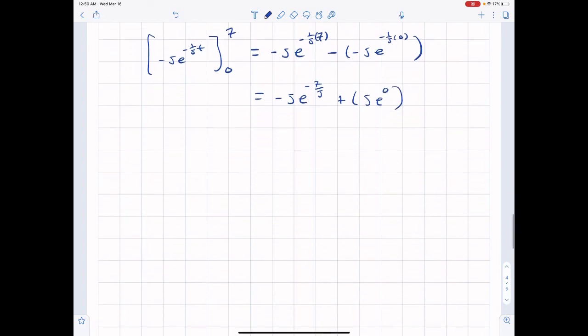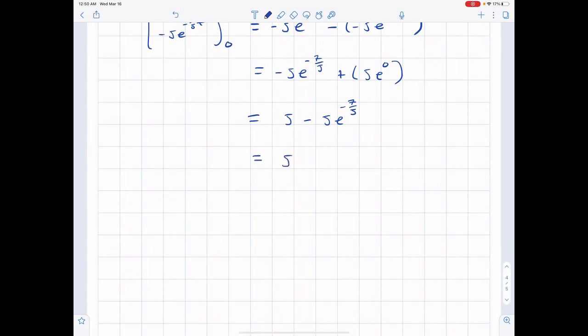Anything to the power of 0 is 1. So this is just going to be 5 times e to the 0, 5 times 1, minus 5 e to the negative 7 over 5, or 5 times 1 minus e to the negative 7 over 5. The bracket goes down here. So that's the integral.